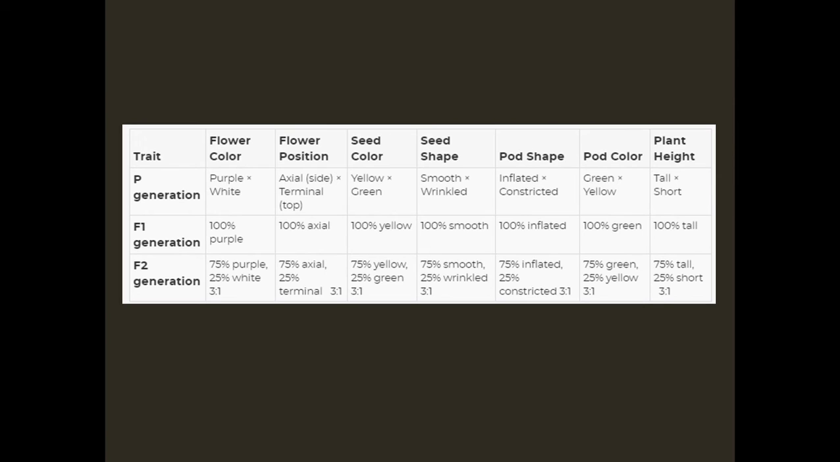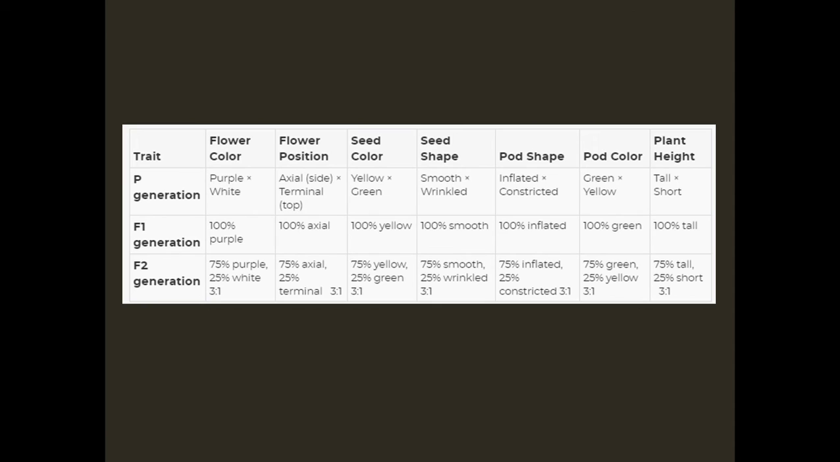Okay? So, let's analyze another example. Let's go with the seed color. P generation, the seed color, we are combining yellow and green. In the F1 generation, we have 100% yellow. And in the F2 generation, we have 75% yellow and 25% green. My question is, which one is the dominant trait and which one is the recessive trait in the seed color? So, the dominant trait will be yellow because it's the one that in the first generation is present in 100%, and in the second generation, it's present in 75%.